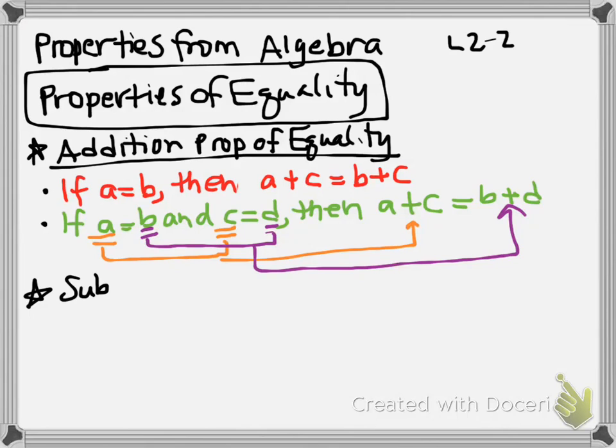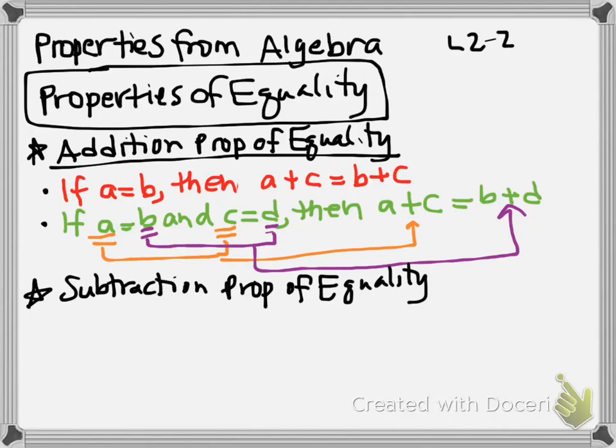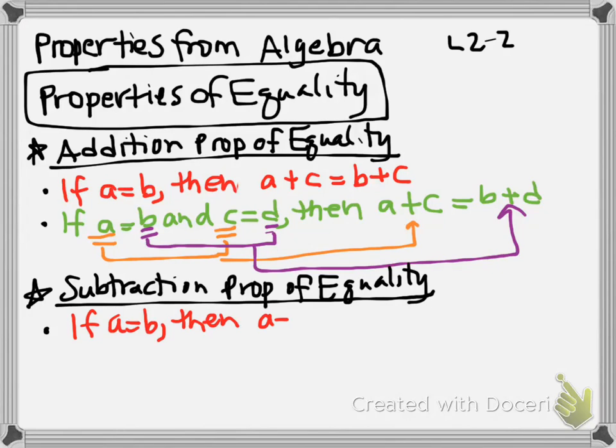Subtraction property of equality. Now I'll show you when we do proofs how I abbreviate, and I will accept your abbreviations as long as they're reasonable. And this one kind of goes back to that first example, and it just says if A equals B, then A minus C equals B minus C. So I'm maintaining that equality when I'm doing the same math to both sides.